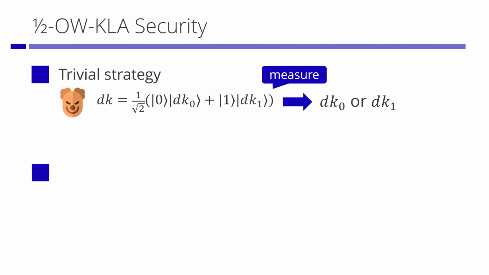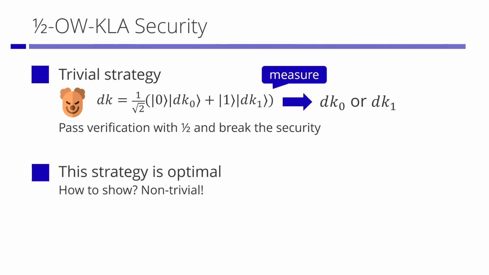The adversary measures the decryption key and gets DK0 or DK1. Okay? By measuring this superposition decryption key, we can obtain DK0 or DK1. And if we use this strategy, the adversary can pass the verification with probability half. And it can also break the security because the adversary can decrypt CT0 or CT1 by using DK0 or DK1. And actually, this strategy is optimal.